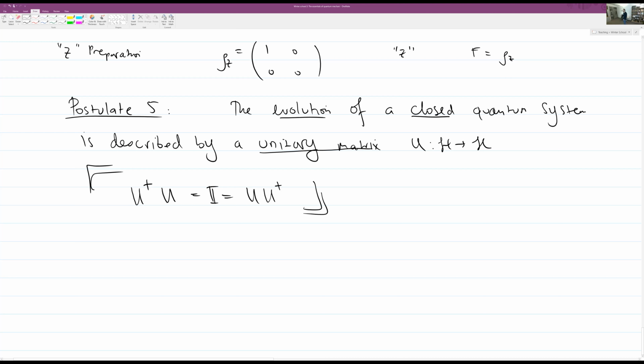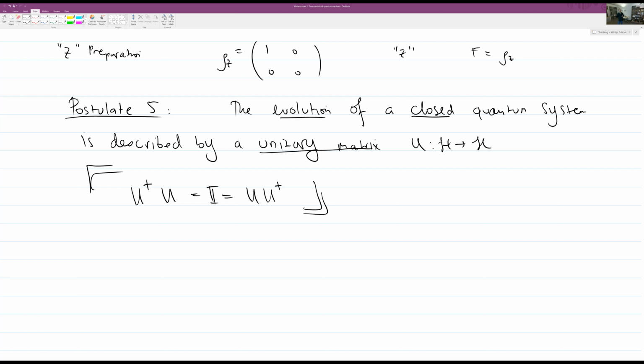Now, what does closed mean? Closed means that the quantum system is effectively completely shielded from the environment. What's the environment? Well, everything that's not the quantum system, right? So the qubit, perhaps, if we're thinking about a qubit, has to be sort of hermetically sealed in some kind of chamber, and nothing from the environment is allowed to interact with the qubit if we're in a closed, an example of a closed quantum system.